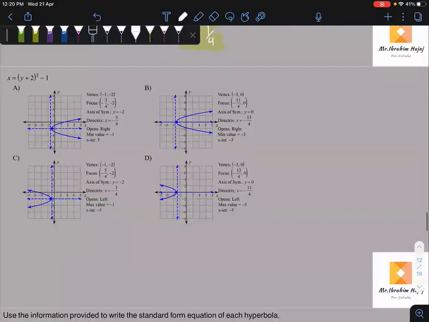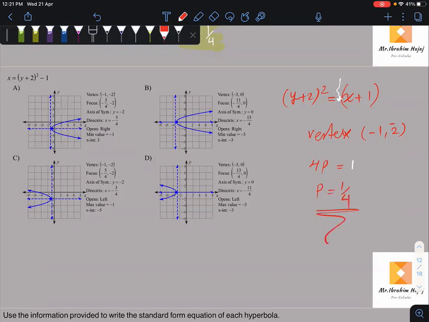It's given x equals y plus 2 all squared minus 1. So we can simply here write it as y plus 2 all squared is equal to x plus 1. And the center, or we call it the vertex here in the parabola, the vertex is at what? Negative 1 and negative 2. Okay, so what's 4p? The 4p is always, guys, before the x minus h. So the 4p is equal to 1, and simply here the p is equal to 1 over 4.